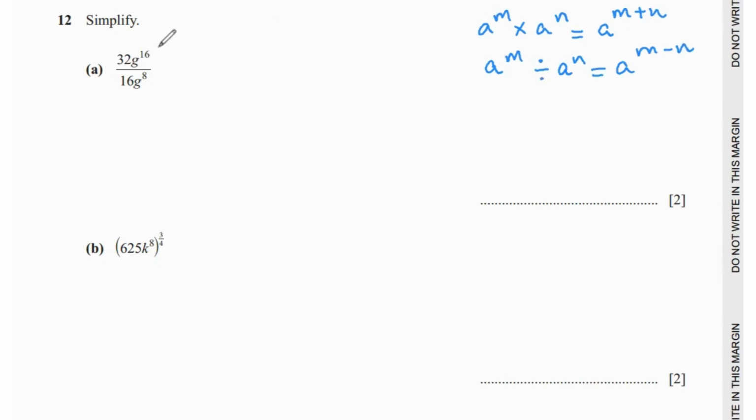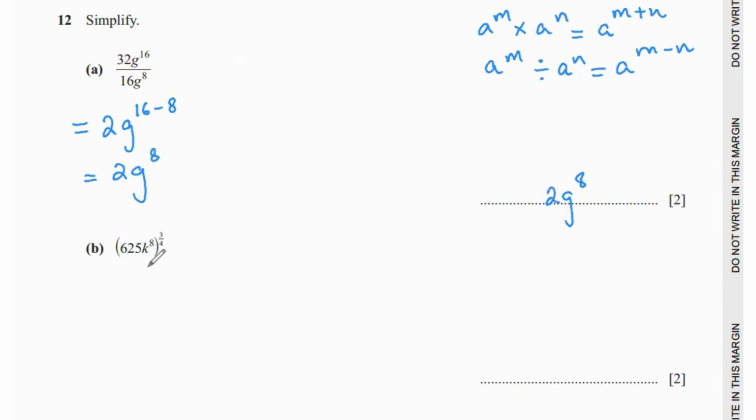g to the power of 16 is being divided by g to the power of 8. g is a similar base, and since the similar bases are being divided, you will subtract the powers. First, for the variable, it's going to be 16 minus 8. Now, for the coefficients, you simply divide 32 by 16, which is 2. So 2 times g to the power of 16 minus 8, which is 2 times g to the power of 8. And that is your answer.